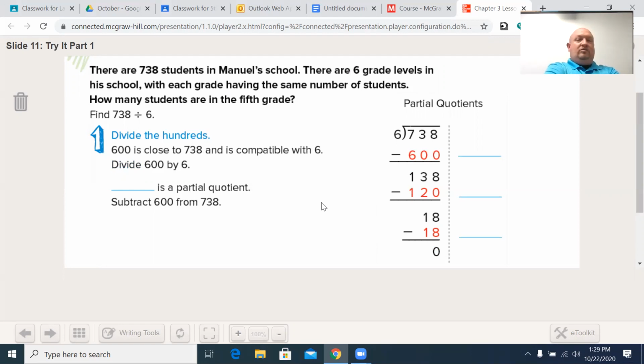So it says try it. There are 738 students in Manuel School. There are 6 grade levels in his school, with each grade having the same number of students. How many students are in the 5th grade? No, the answer is not 13. Talking about Manuel School. So step 1 in this one is to divide the hundreds. 600 is close to 738 and is compatible with 6. So we divide 600 by 6. And that partial quotient would be 100.